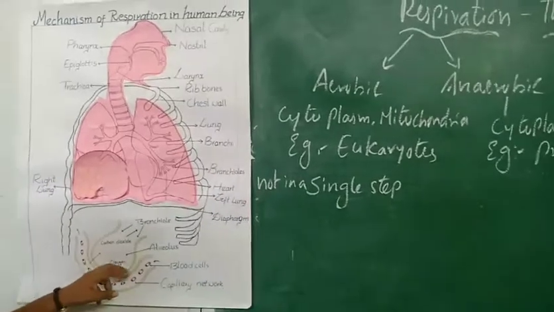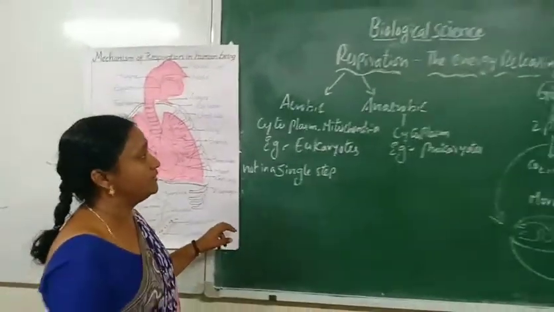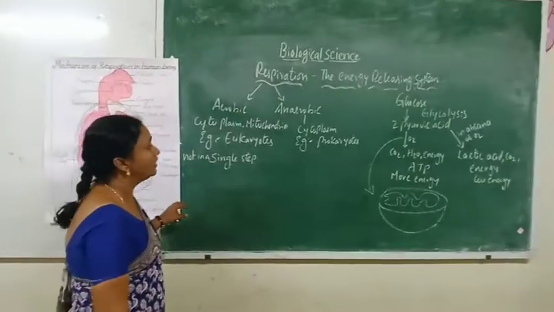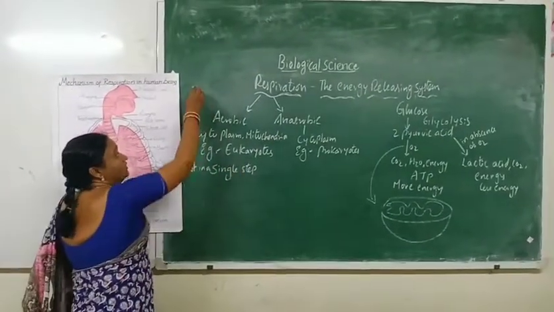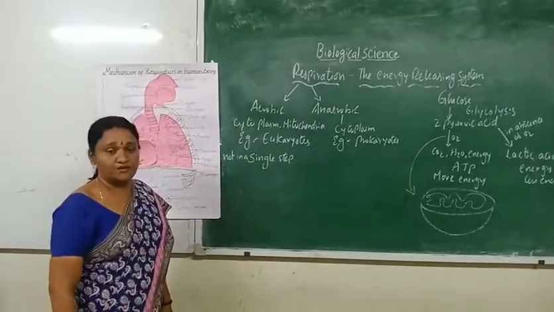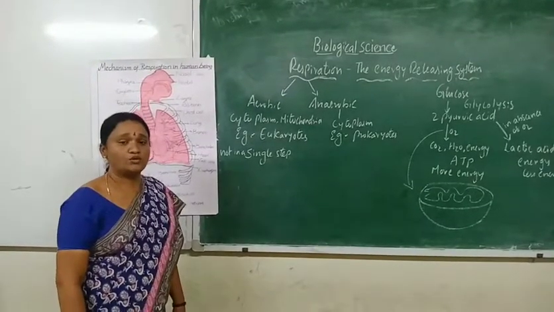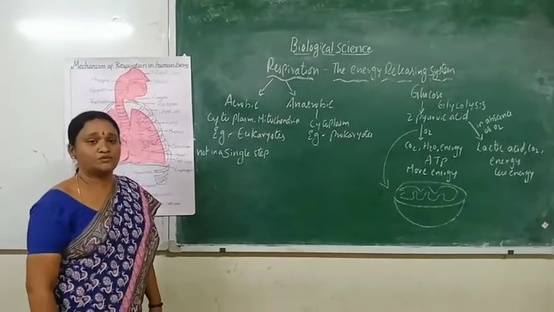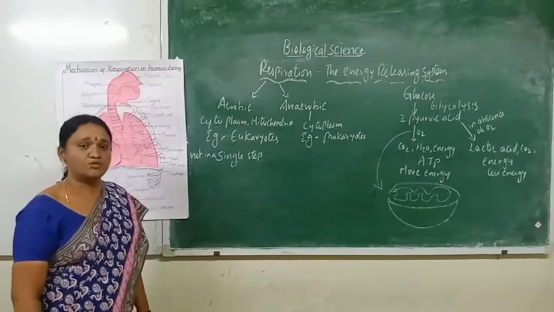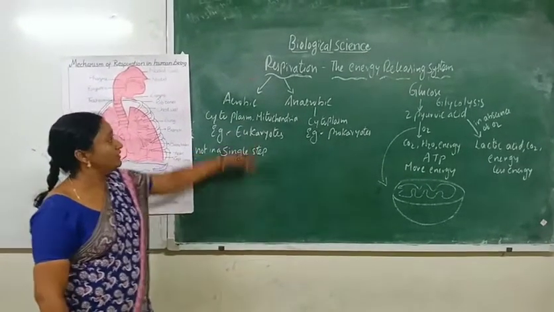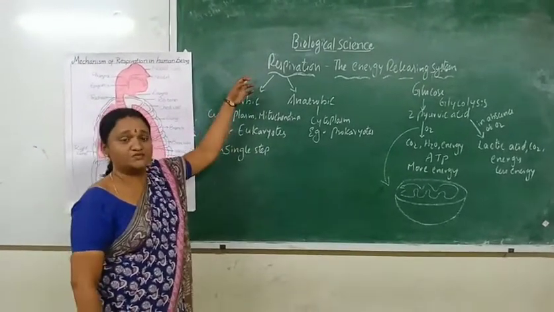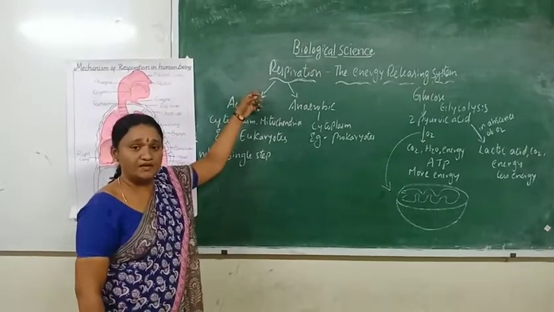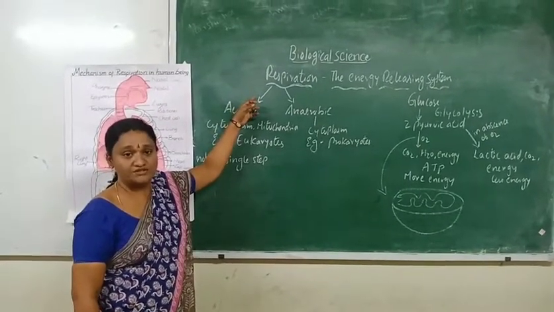Next, let's continue today's topic. Yesterday we saw cellular respiration. Cellular respiration refers to a pathway where the chemical bonds in the glucose molecule are broken down to release energy. It is the most important life process, because it provides the energy which helps us carry out our body functions normally.